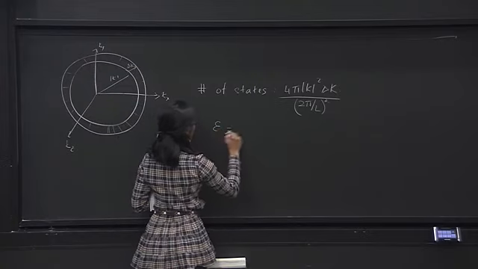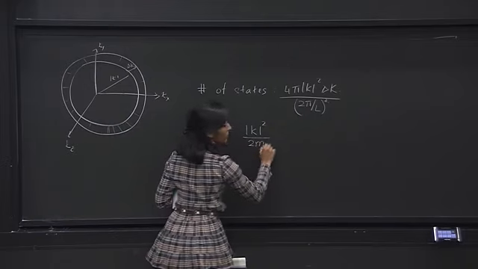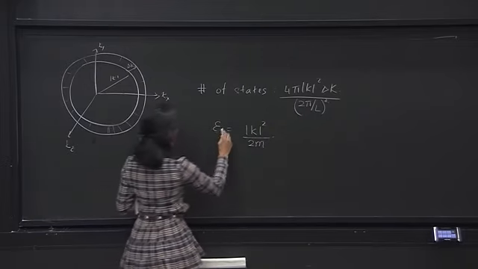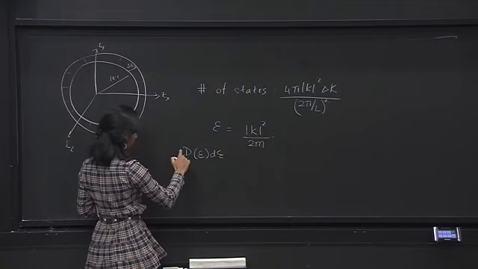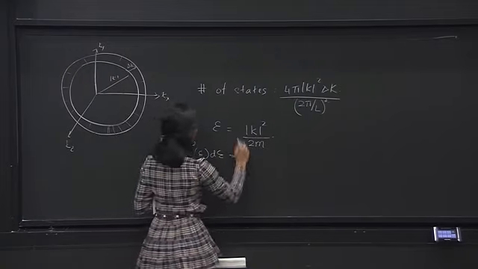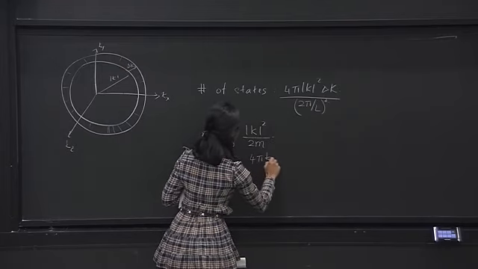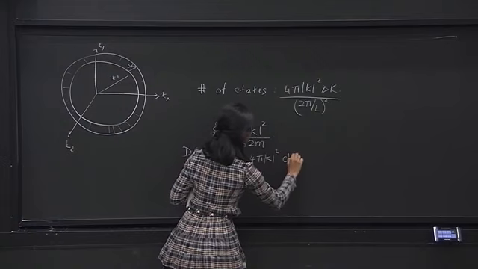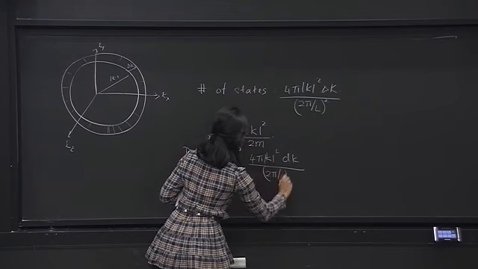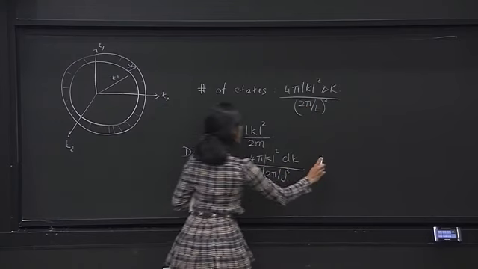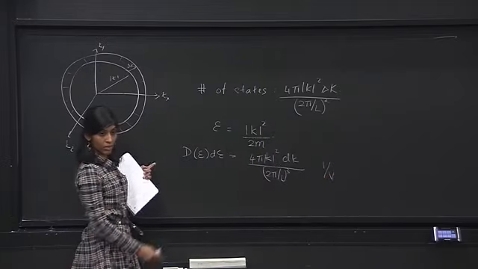From here, using the fact that the energy is related to momentum by this, you say the density of states in an energy shell d epsilon is the number of states within this shell, 4 pi mod k squared delta k, which is dk, L cubed, times 1 over volume. Yeah?